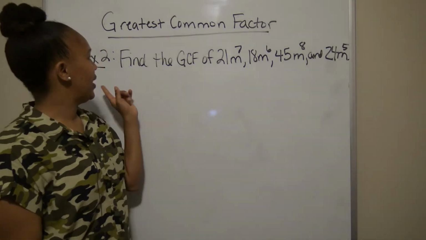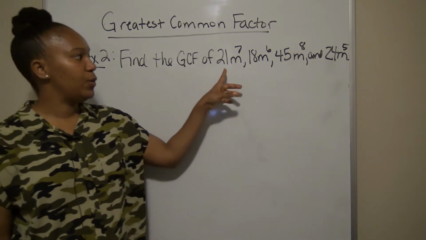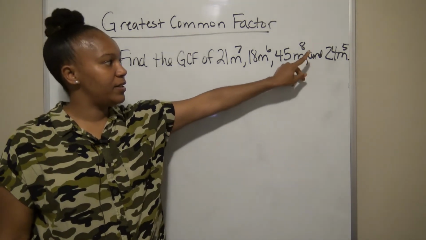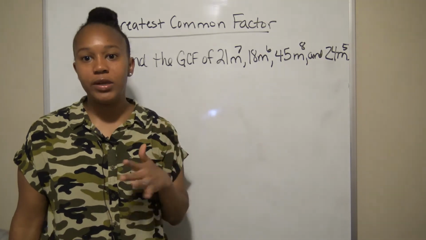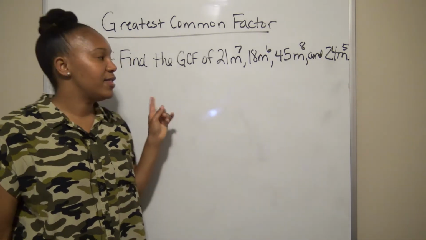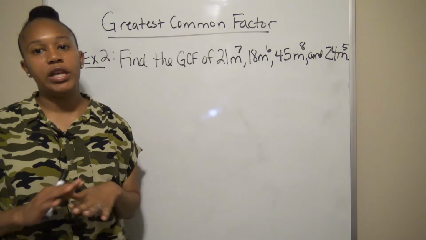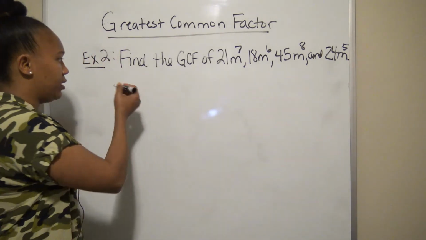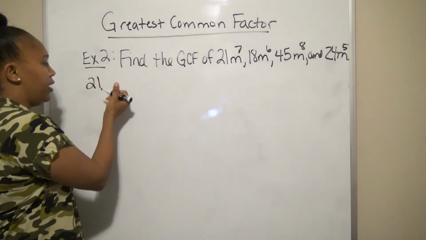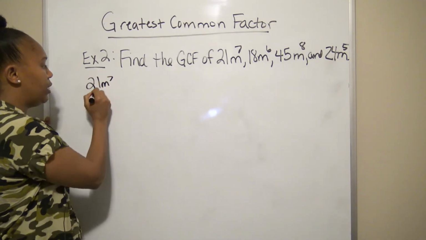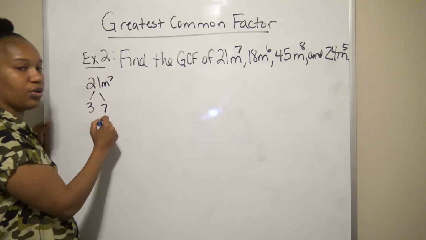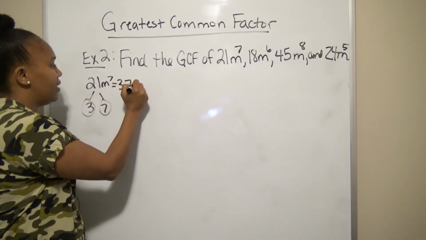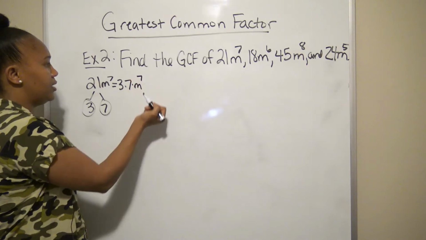In this example 2, we want to find the GCF of 21m to the 7th, 18m to the 6th, 45m to the 8th, and 24m to the 5th. So now what's different from this one and the last one? This one actually has variables in it, but don't let the variables throw you off. You do it the same way. You want to break each number down. So for 21m to the 7th, break 21 down. That's 3 times 7. Well, 3 and 7 are both prime. So this would be 3 times 7 times m to the 7th.